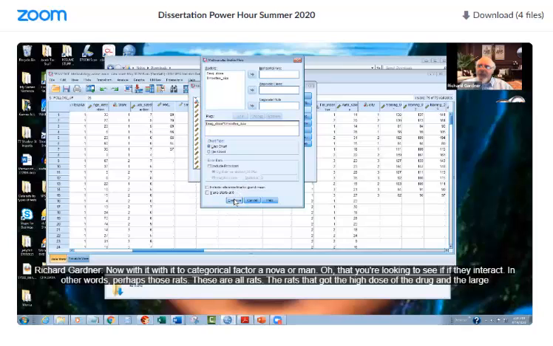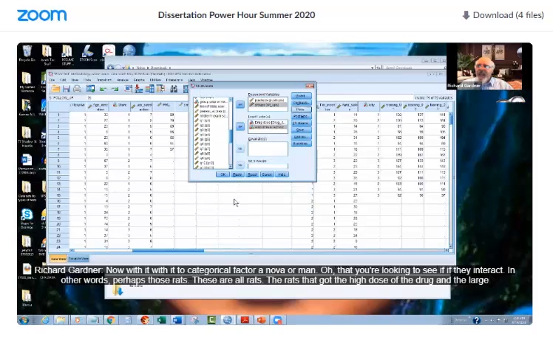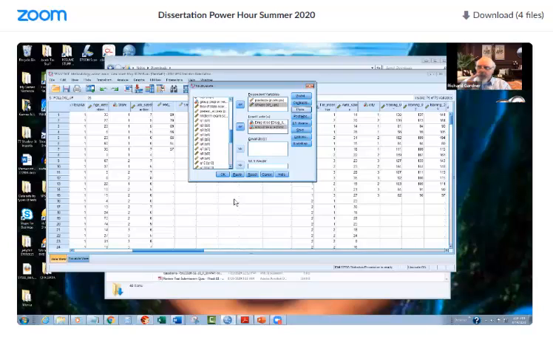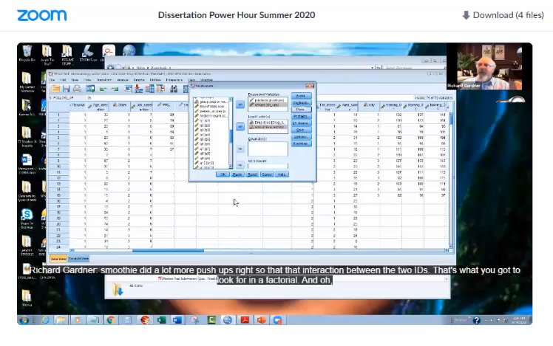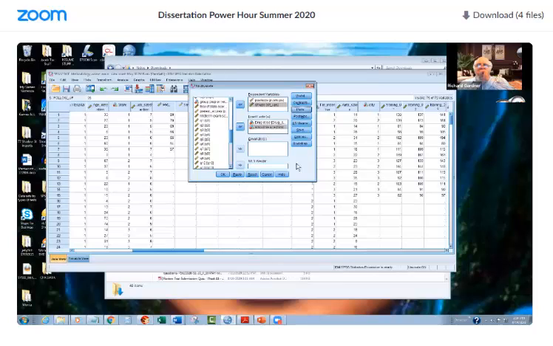Now, with a 2 categorical factor ANOVA or MANOVA, you're looking to see if they interact. In other words, perhaps those rats, these are all rats, the rats that got the high dose of the drug and the large smoothie did a lot more push-ups, right? So that interaction between the 2 IVs, that's what you got to look for in a factorial ANOVA. And we're not going to worry about post-hocs.